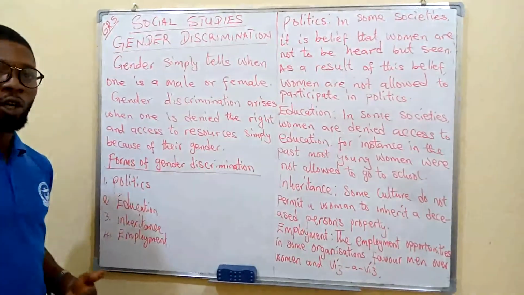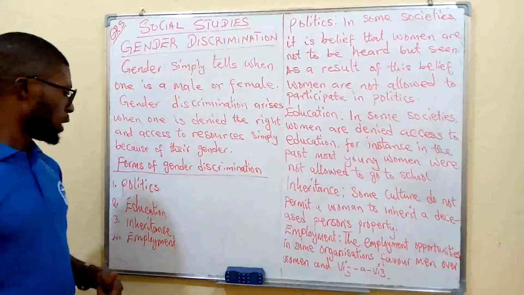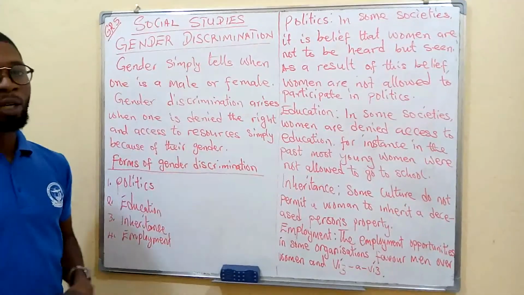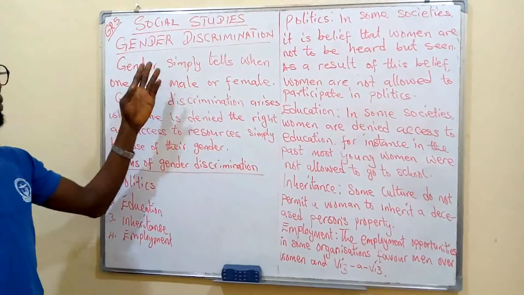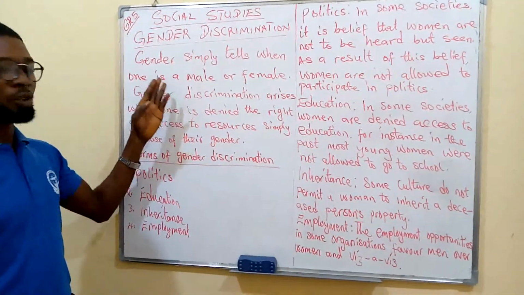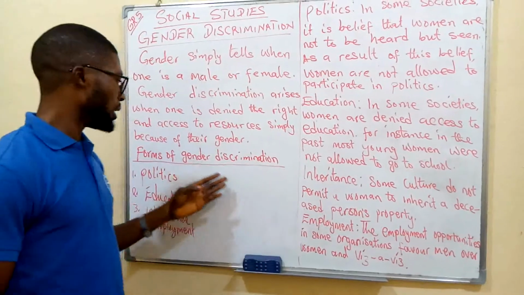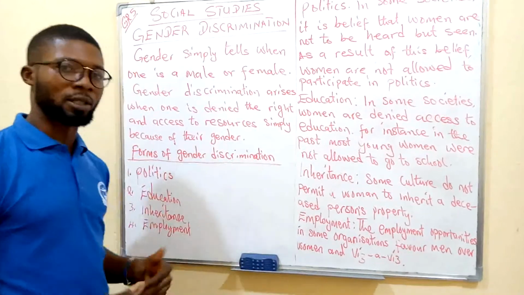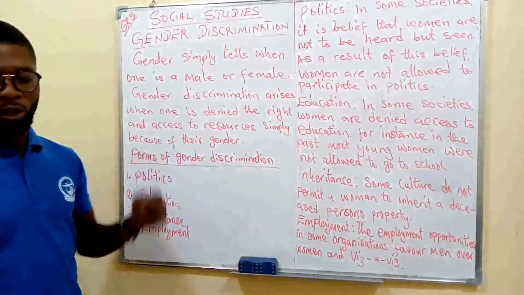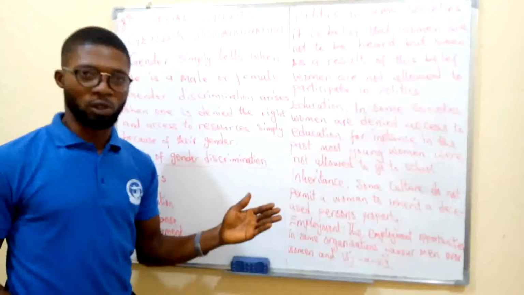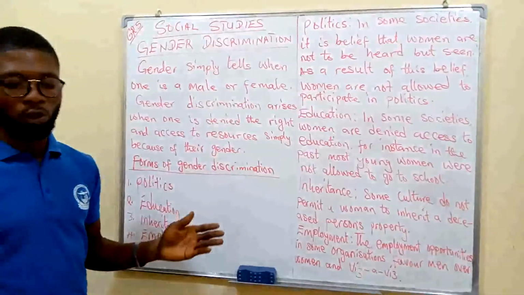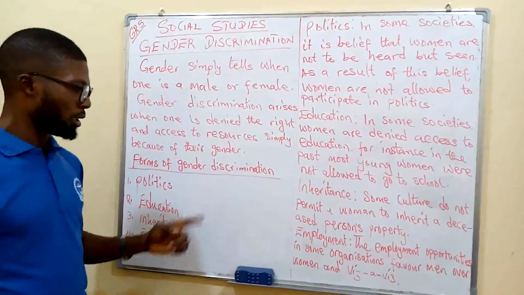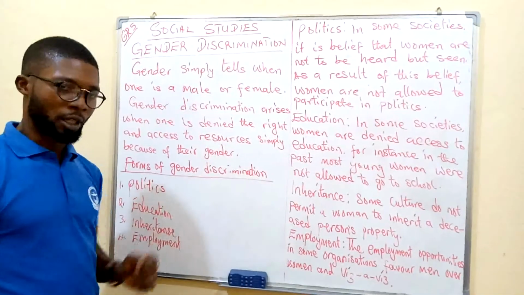Alright, now for the sake of this lesson, we will stop here for today, having talked about gender discrimination, looking at the meaning of gender, the meaning of what? Gender discrimination, and the forms of gender discrimination. So in our next class, we'll be looking at what? The consequences of gender discrimination, and also the solution to gender discrimination. So for today, we'll end here and we'll take a little assignment.